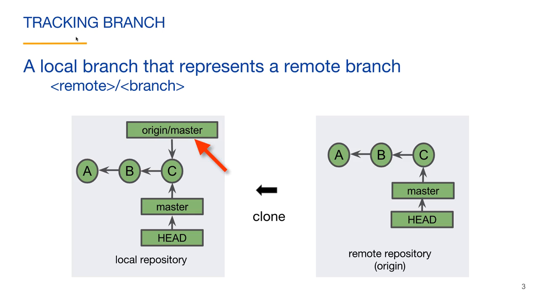You can see that there's an additional branch label on the local repository. This is the tracking branch. It represents the remote master branch. Origin is a shortcut for the URL to the remote repository, and master is the name of the branch on the remote repository. Because the clone just happened, these 2 repositories are synchronized.